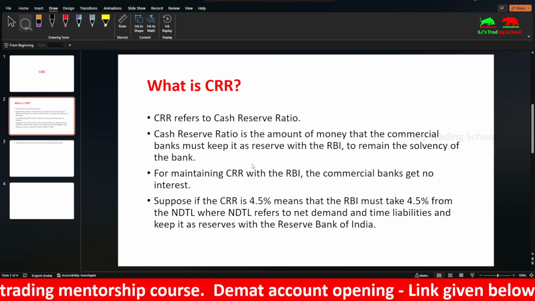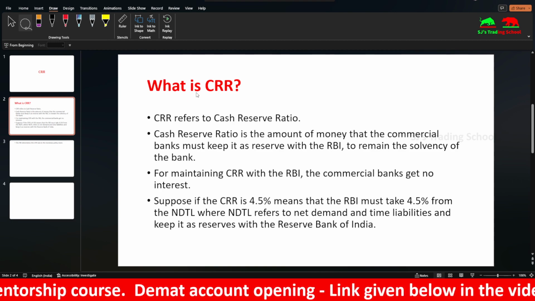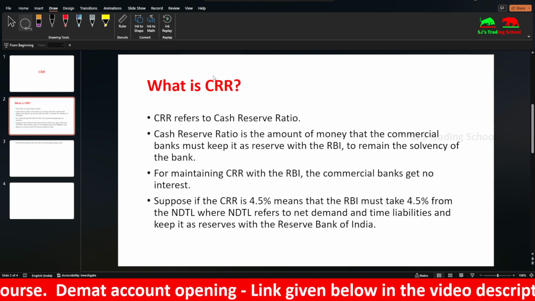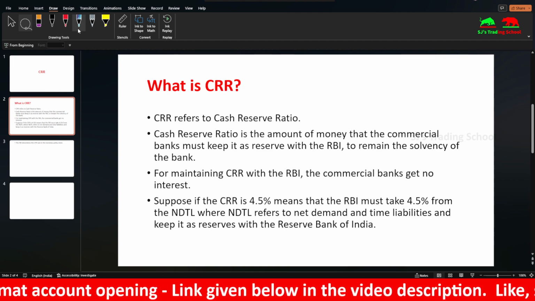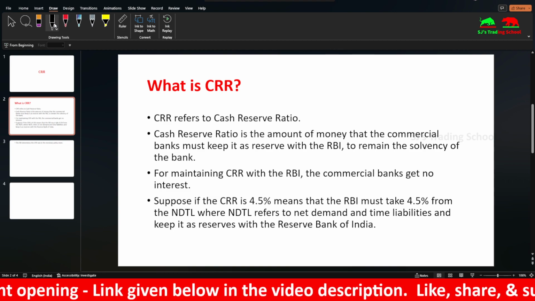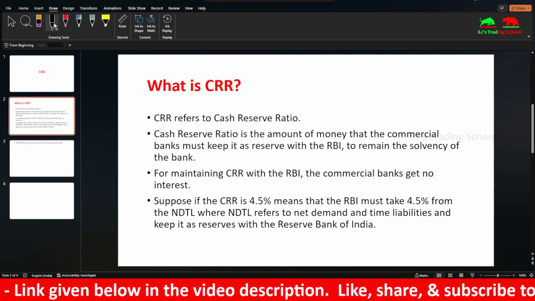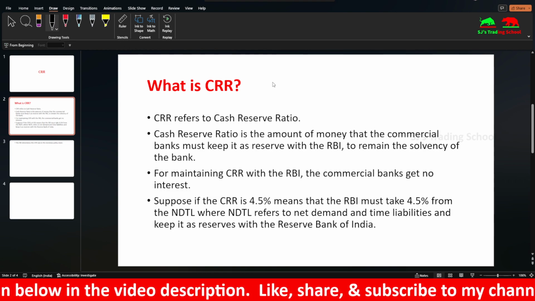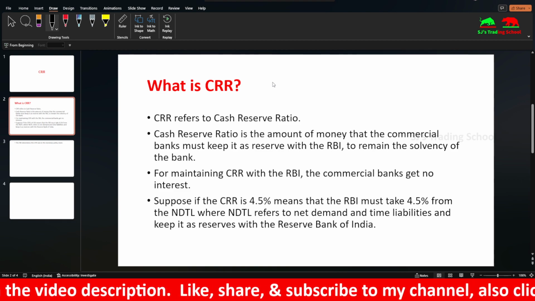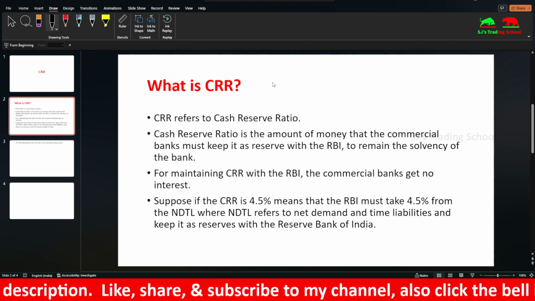For maintaining the CRR with the RBI, do the banks get any benefit? No. The RBI doesn't pay any interest. This is usually bad for the banks. You might also find the same scenario with the reverse repo, that is, the reverse repurchase agreement.